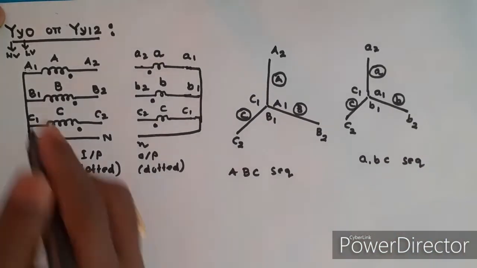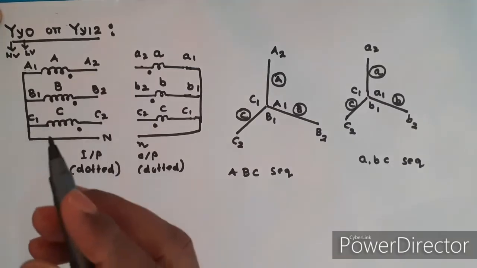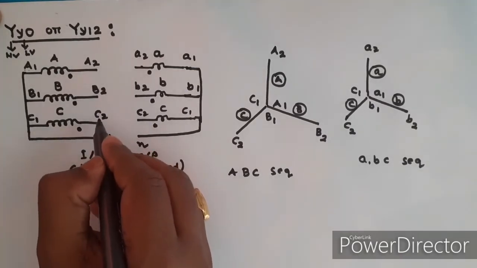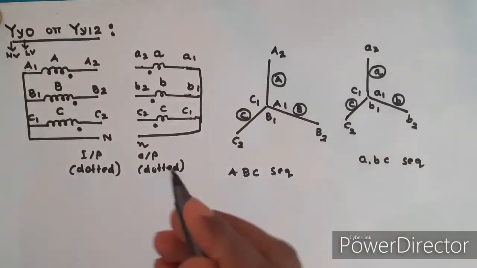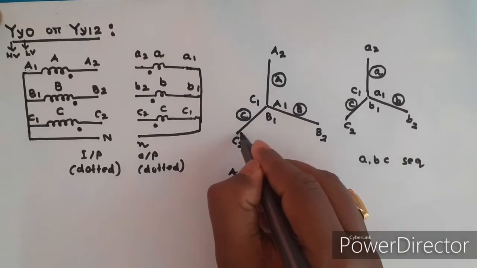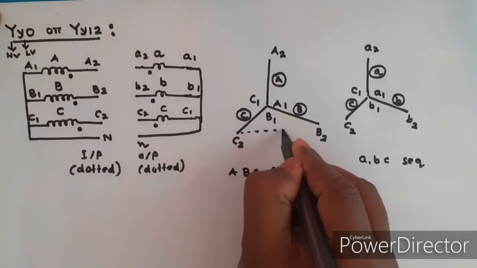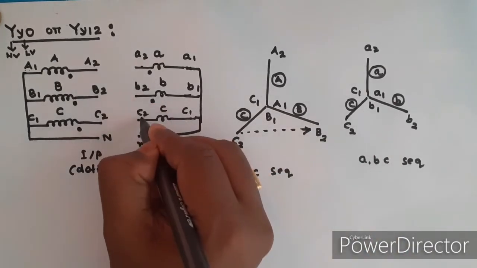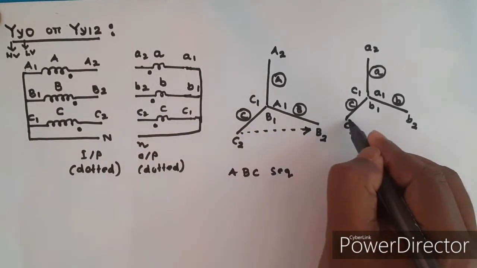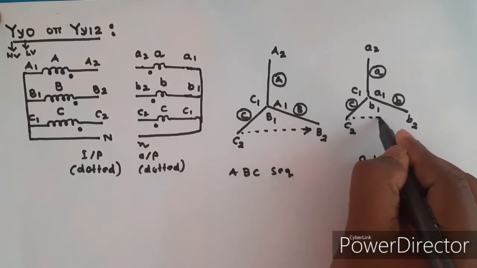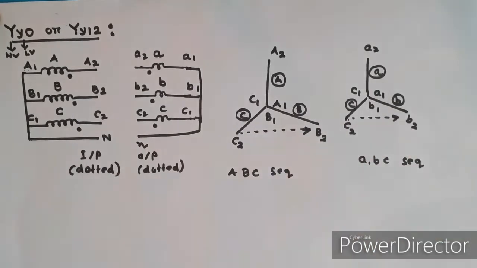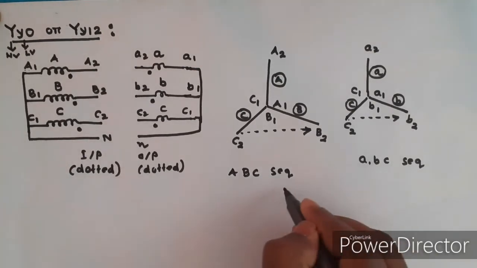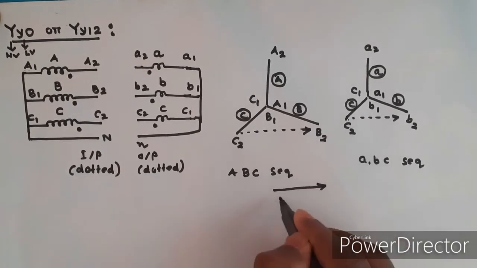To find out the group, I will take the line voltage. I take the line voltage of C2B2 as in the previous case. Here this is your C2B2. Here the line voltage is C2B2. This is your C2B2.